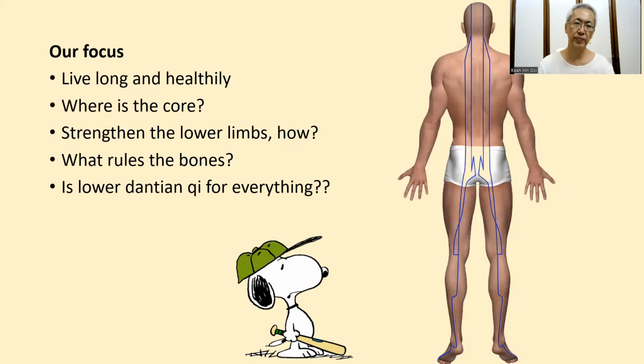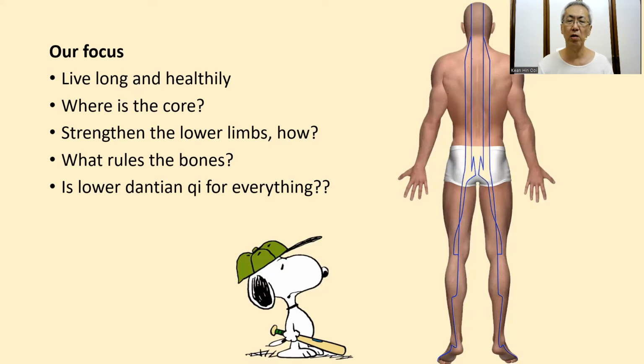Our focus is to live long and healthily. Actually, to live long now is not really that difficult if you have all the drugs and everything, then you may be able to live long. But to live long and healthily is another issue. Now, where is the core? We say the lower dantian is the core, the center of life activity. Modern science will tell you that one of the ways to determine whether a person is able to live long and healthily is the strength of the lower limbs.